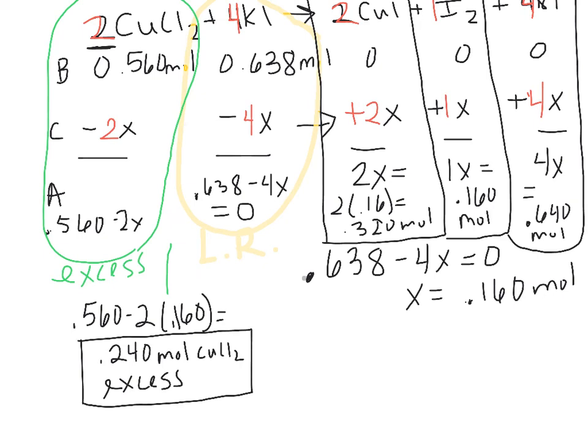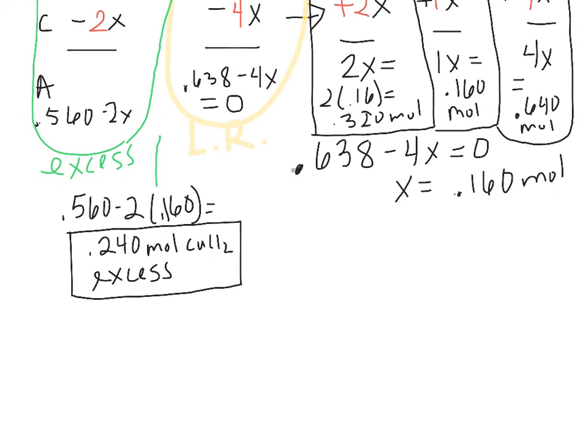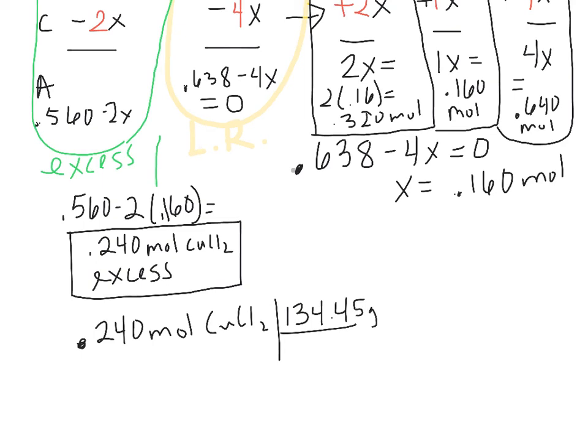The question wasn't very specific. It didn't tell me that I wanted it in grams. Certainly, if you wanted to, you could convert that into grams. So I'll do that quickly. Often they do ask you for grams. So just to wrap up the problem, 0.240 mole CuCl2, the molar mass, 134.45 grams per mole. So I would say you're going to expect 32.3 grams of copper 2 chloride in excess.